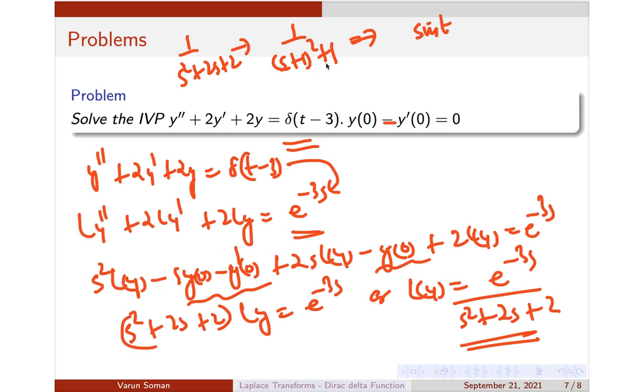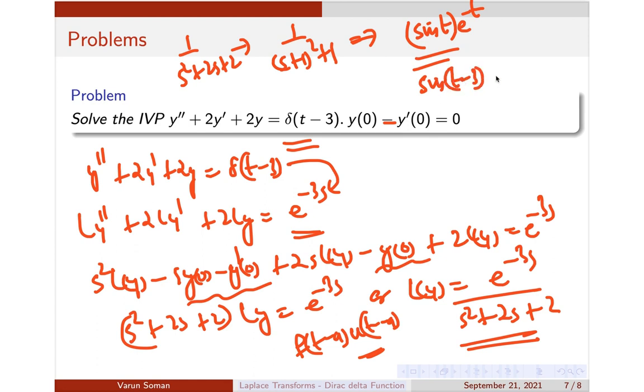Now it has s plus 1 in place of s, so there is a factor of e raised to minus t also. So the inverse transform of 1 by s square plus 2s plus 2 is simply sine t into e raised to minus t. This is your f of t. So the inverse transform of the whole thing is f of t minus a into u of t minus a by the second shifting theorem. Your a is 3 here, so the value is sine t minus 3 into e raised to minus t minus 3 into u of t minus 3. So this is the value of y of t.